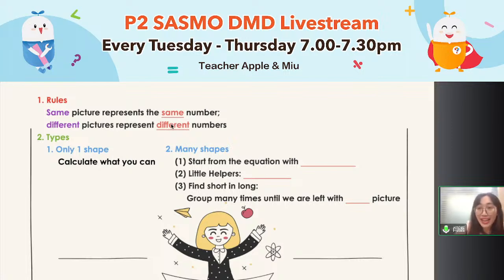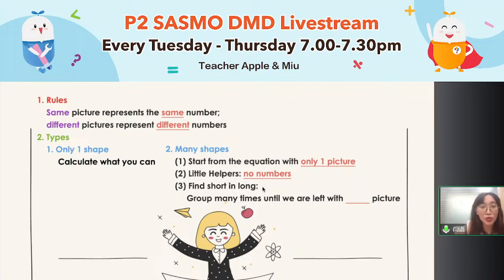And for the second type, if there are many shapes, what should we do? We need to start from the equation with only one picture. Start from the easier one. And then how can we figure out the little helper? For the little helpers, that is when you see an equation without any number. Without any number, that is the little helper. You can figure out where to replace.